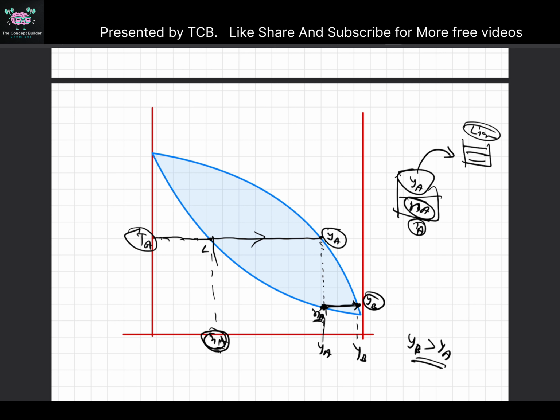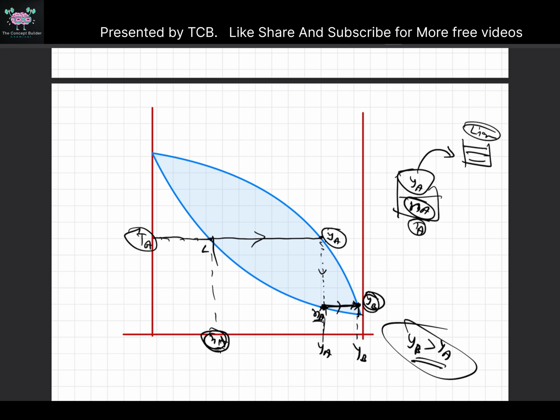Now again you made liquid out of it, and again you make vapor. That vapor has again got enriched, and if you repeat this stage, you will keep enriching the vapor again and again. And that's what we actually do in fractional distillation. We have multiple stages, and in each stage we are basically doing the same thing.